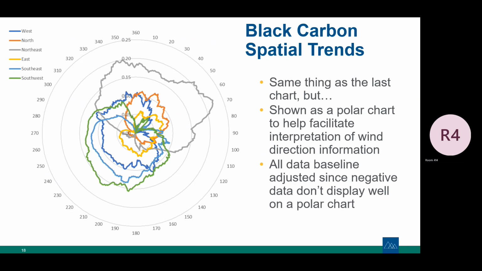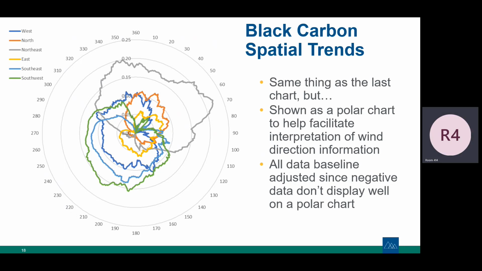So when the winds are coming from the northeast, my northeast site reports higher data on average. When winds are coming from the southwest, my southwest site reports higher black carbon concentrations on average. Those sites really stick out. The other thing I did with this chart, since polar plots aren't really conducive to plotting negative data, is I baseline adjusted everything up, okay?